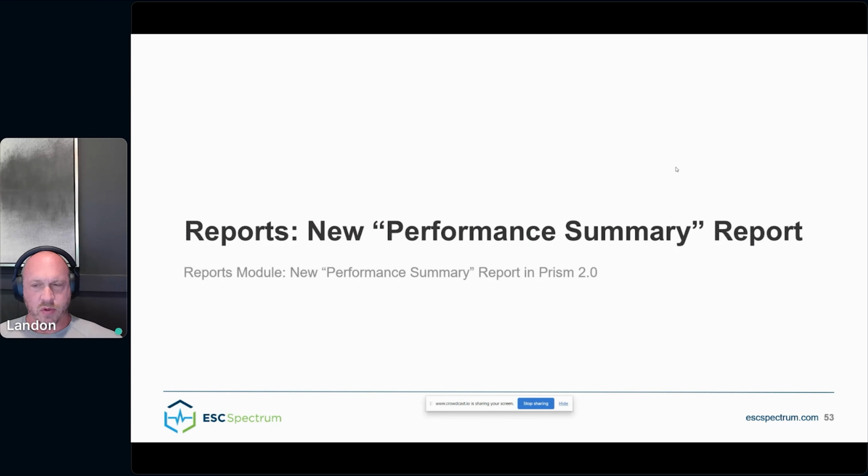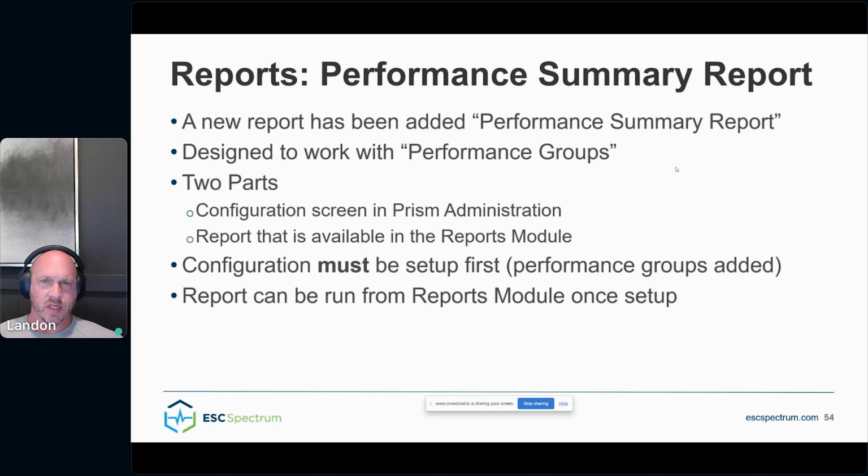A new actual SQL Server report we wanted to go over is the performance summary report. This has been added in Prism. There's two parts to this. There's a configuration screen that's available in the Prism main application administration section where you need to first go in and configure the performance groups. So that's where you define what a performance group is, what units it is, that kind of stuff as defined by the EPA. And then once that's configured, you can run the performance summary report and get that output.